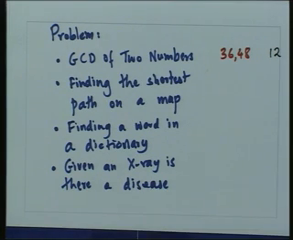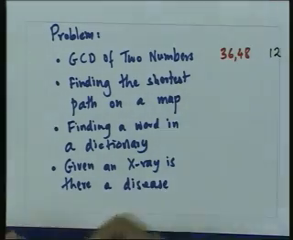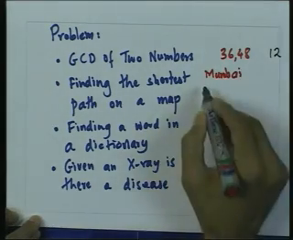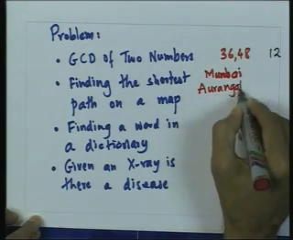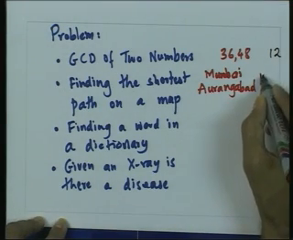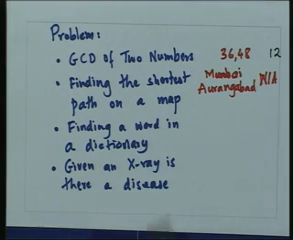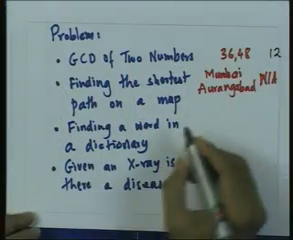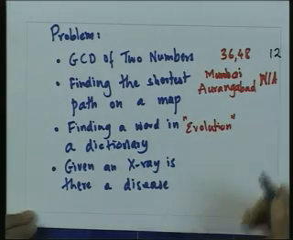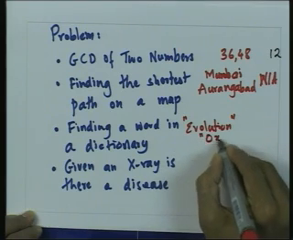Say for the problem of finding the shortest path on a map, maybe the input could look like a name of a city, maybe Mumbai, and say a city, say Aurangabad, and we would have to supply which map we are going to use. So, maybe we use the Western India Automobile Association map, and that will also have to be supplied as a part of the problem definition. For finding a word in a dictionary, maybe we have to supply the word. Say, for example, we take the word evolution. And we will also have to name what dictionary we use, say maybe the Oxford Dictionary or something like that.